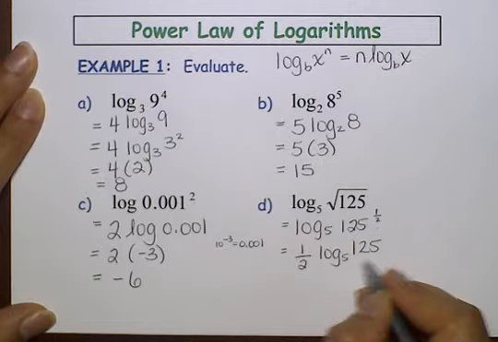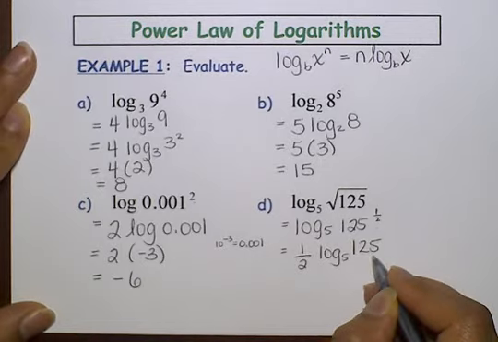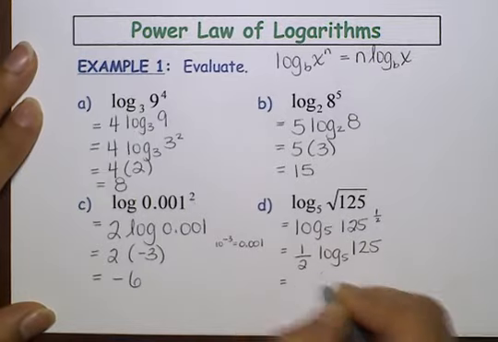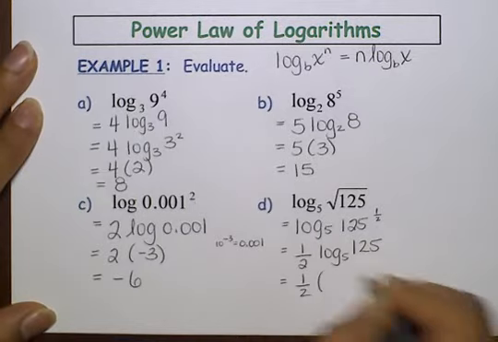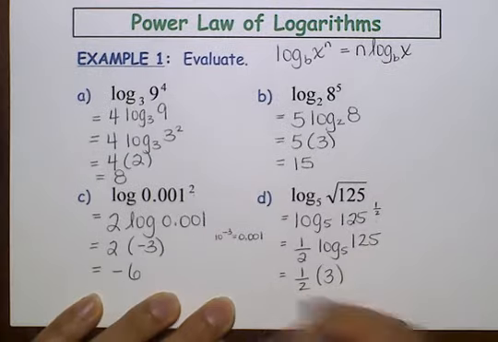And if I look at the argument here, 5 to the exponent 3 gives me an answer of 125. So I know that the log base 5 of 125 is equal to 3. And so my result is 3/2.